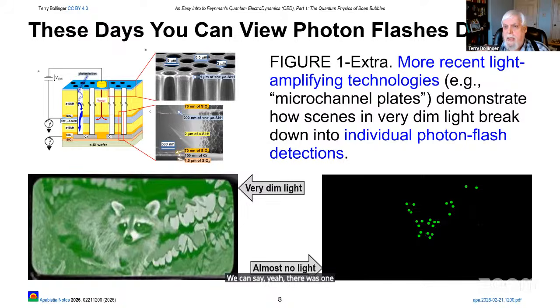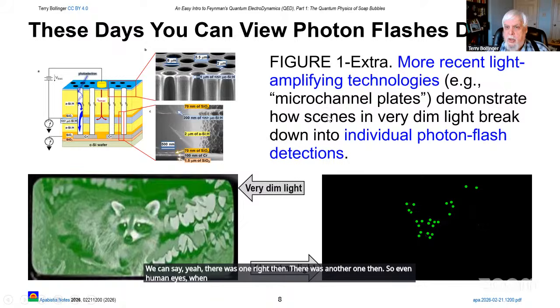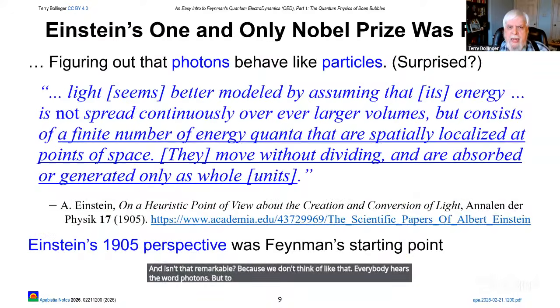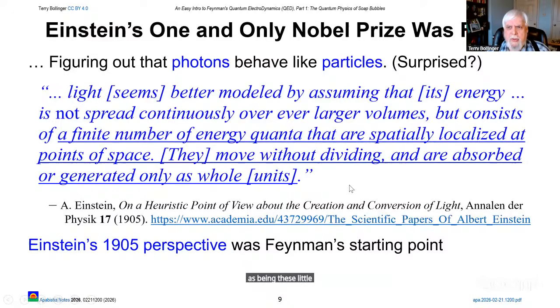There was another one then. So even human eyes, when they're trained for it and we've been in the dark for a while, we can potentially see these little flashes. Photons, light always comes in flashes. And isn't that remarkable? Because we don't think of it like that. I know everybody hears the word photons, but to imagine light as being these little particles takes some stretching, and that's what we'll be getting into in this.